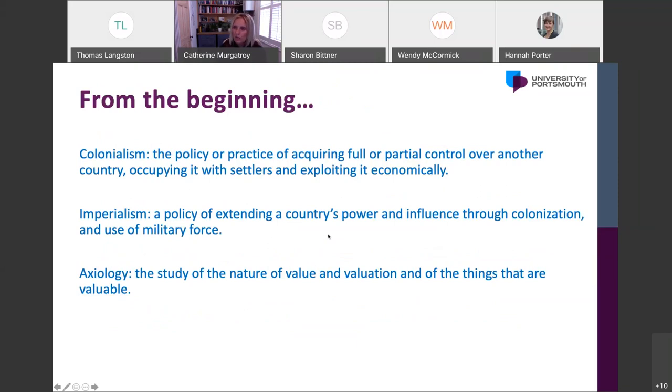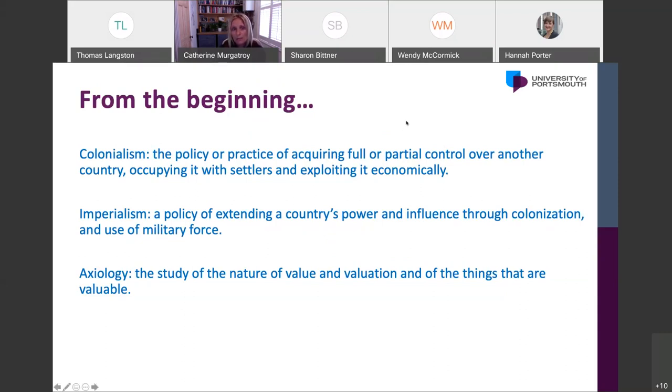I'm not a historian, but we need to briefly go back in time and visit the roots of colonialism in order to really understand where we are today and to hopefully inform our values moving forward. And to do that, we've got to think about colonialism, imperialism and axiology briefly.